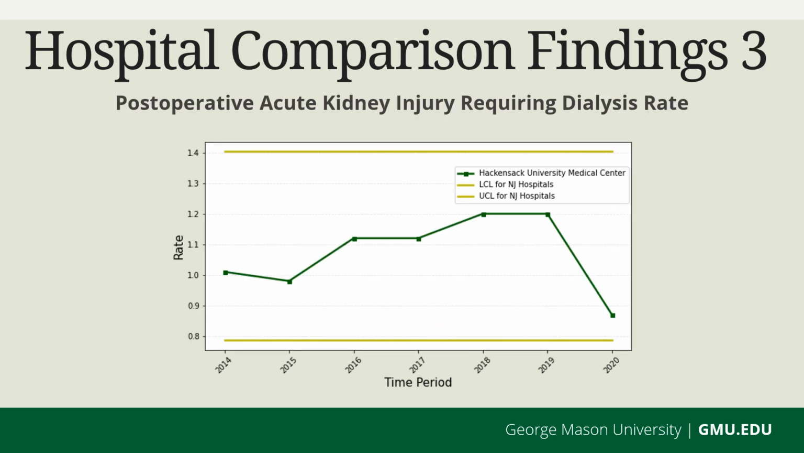This is the control chart for post-operative acute kidney injury requiring dialysis rate. It shows a slight increase followed by a rapid decrease, ultimately remaining within the control limits, also suggesting an ability to promptly address and manage post-operative acute kidney injury requiring dialysis.